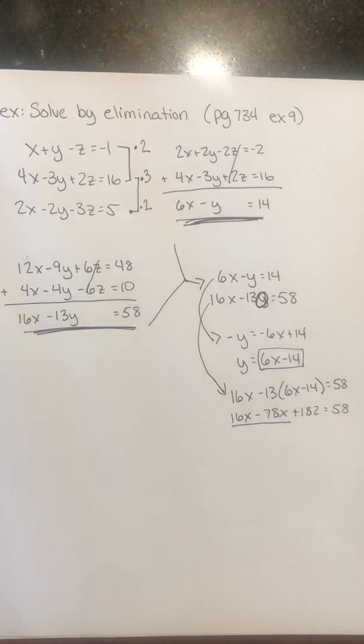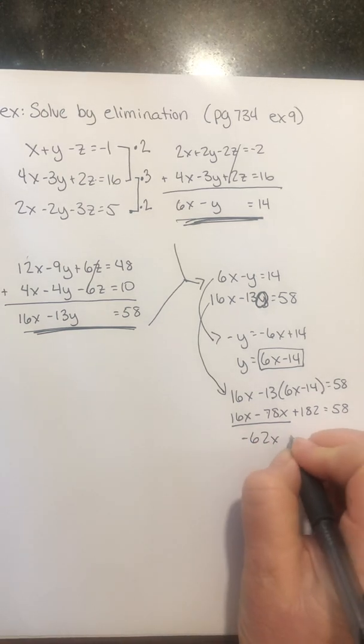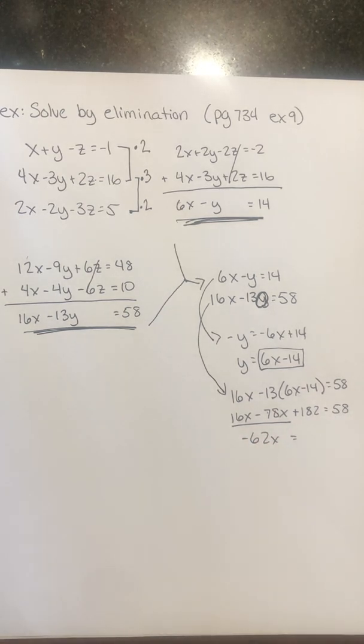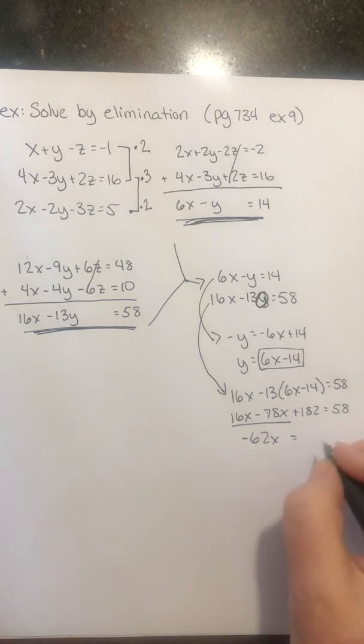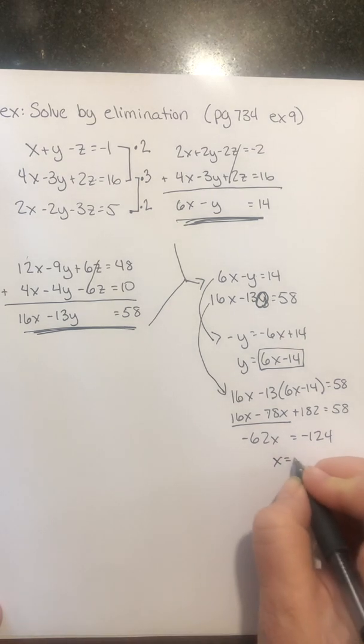16x minus 78x is negative 62x. 58 minus 182 is negative 124. Divide by negative 62, and x equals 2.